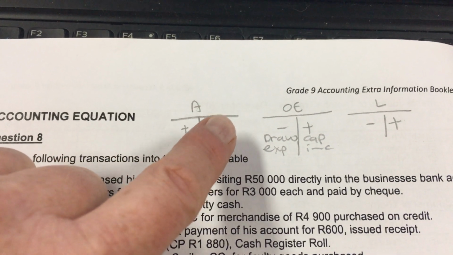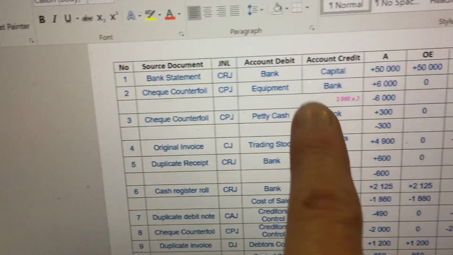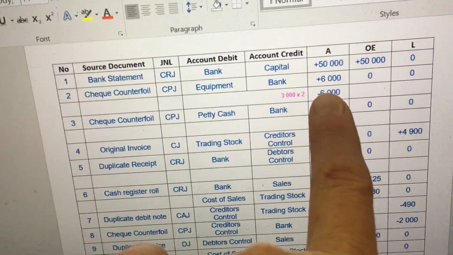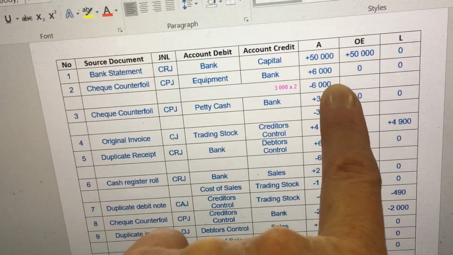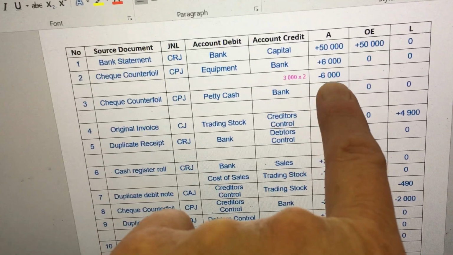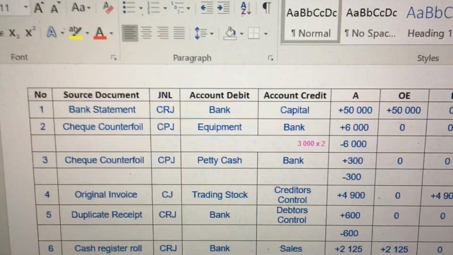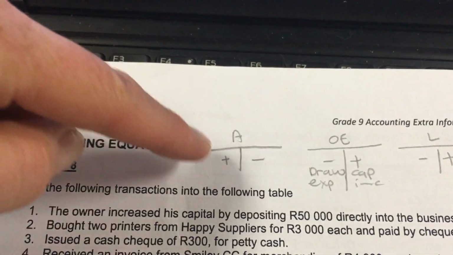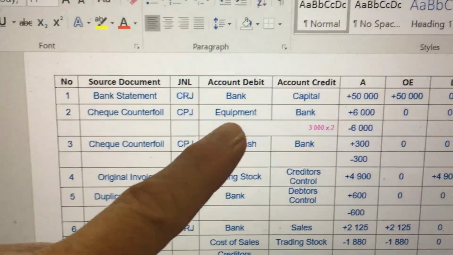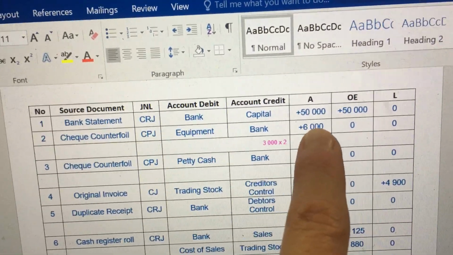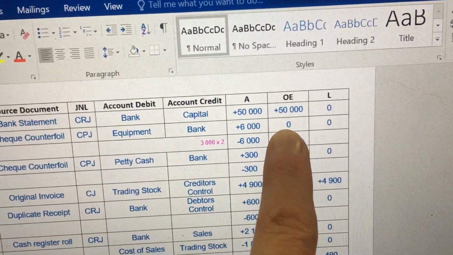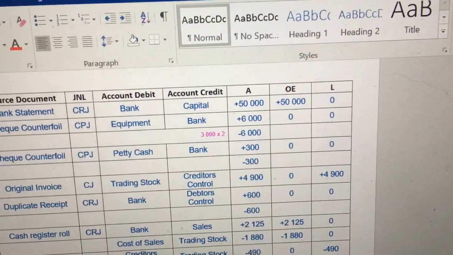And bank will decrease on the credit side. So I'm going to credit bank, and it will be a minus 6,000. Remember, he bought 2 printers at 3,000 Rand each. So that's a total of 6,000. And equipment was purchased. Now, equipment is also an asset, and we've bought more, and assets increase on the debit side. So we are going to debit equipment. So that is also an asset, and it's a plus. So 0 plus 0 equals 0.